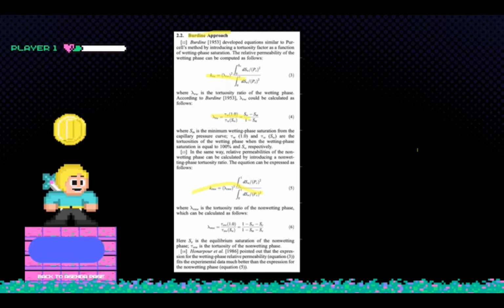The tortuosity ratio of the non-wetting phase is defined by the equation: 1 minus water saturation minus equilibrium saturation, divided by 1 minus connate water saturation of the non-wetting phase minus equilibrium saturation of the non-wetting phase. Okay, let's go to the next.